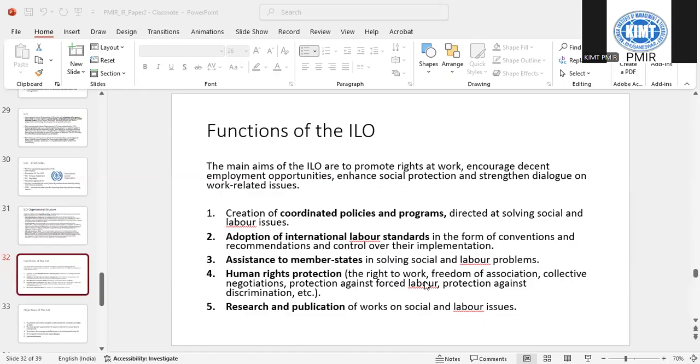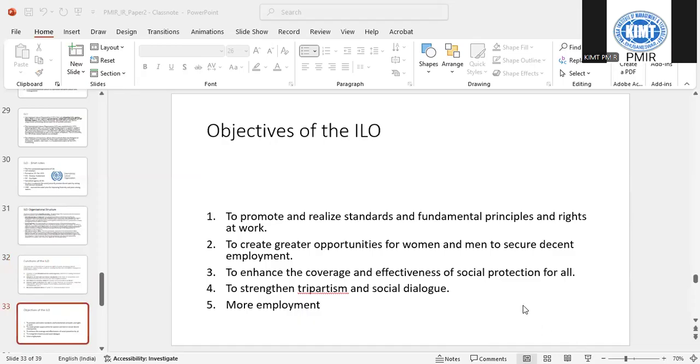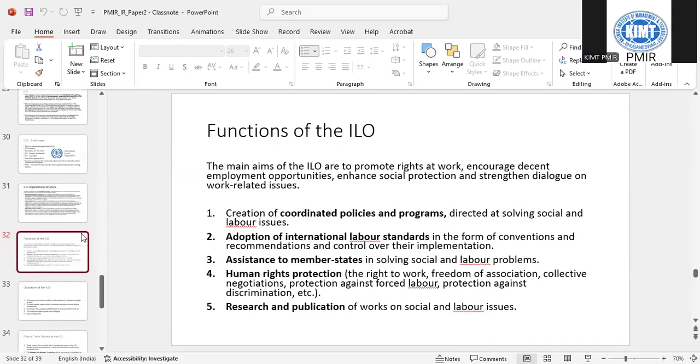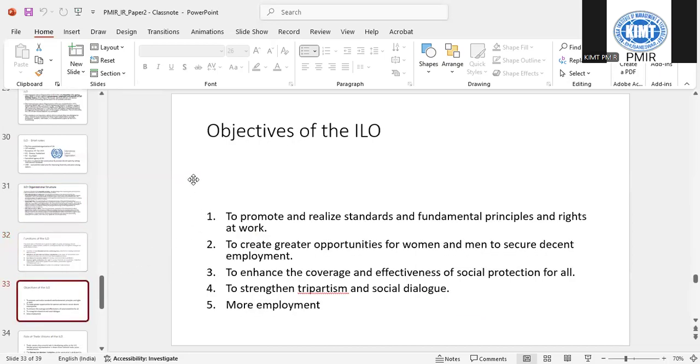So we can elaborate all these points. After the functions, what are the objectives? It's more or less the same. What is the objective of ILO? Why is this organization set up? What does it do?